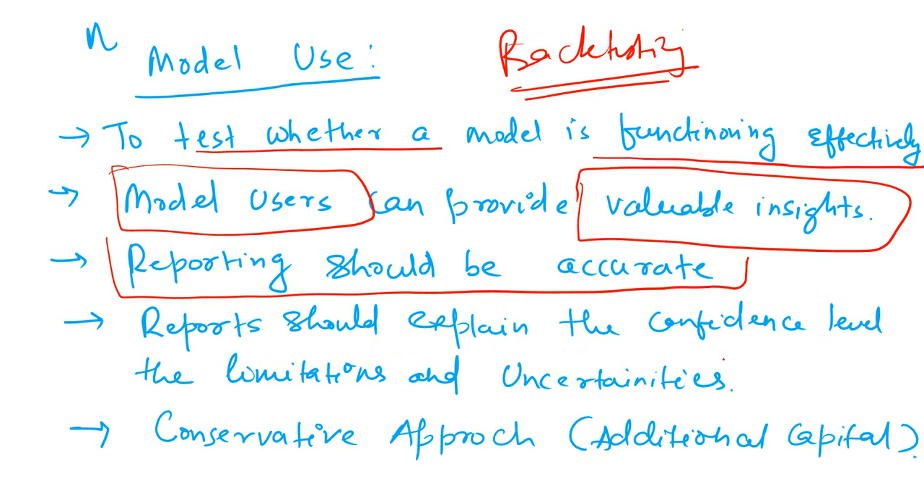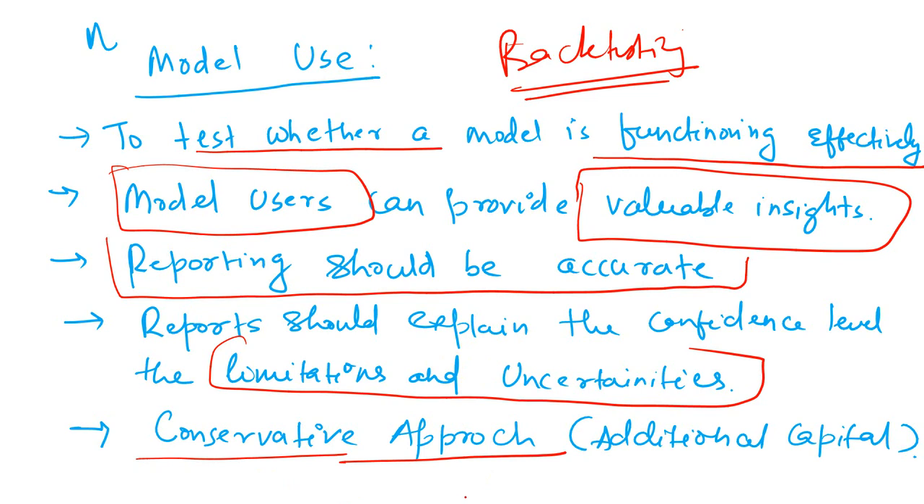Reports should explain the confidence level, the limitations and uncertainties. Now, uncertainties with models are always there, right? So anyone who is using this report should know under what circumstances these models are not going to work. That should be discussed well. And then the conservative approach, which means sometimes the models give very confident outcomes, or one could be very overconfident while looking at the output from the models.